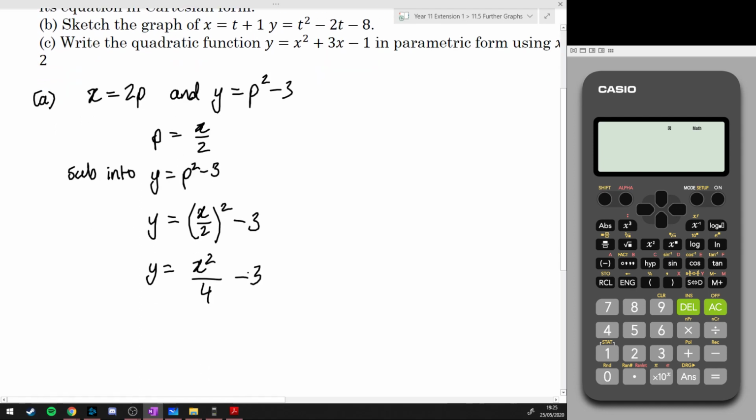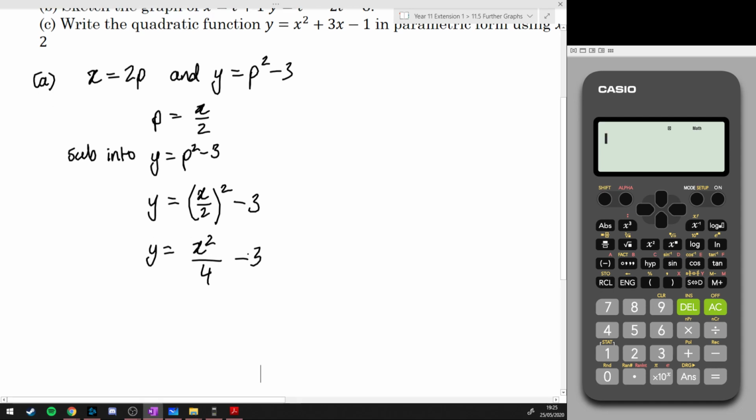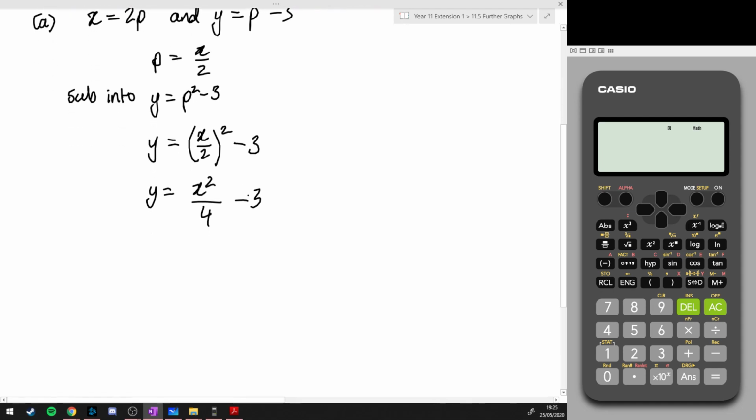Okay, sketch the graph of x is equal to t plus 1 and y is equal to t squared minus 2t minus 8. What we're going to do for that one is we can either make a table of values, or we could just substitute it straight in and get a parabola. That would be the easiest way, I personally think. So our two equations are x is equal to t plus 1, so it's a straight line, and y is equal to t squared minus 2t minus 8.